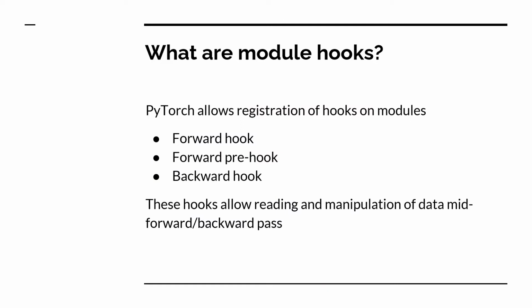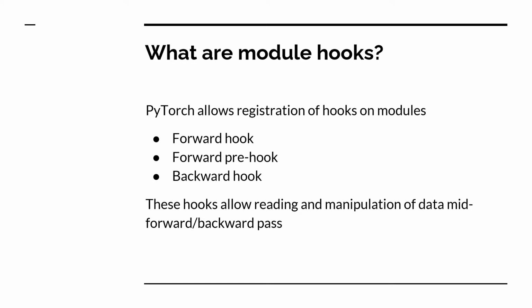Modules are the fundamental building blocks of PyTorch models. The forward and backward pass of a given model is made up of an iteration of forward or backward passes of the individual modules that model contains. PyTorch modules can have hook functions registered on them so that the functions will be called at various points during the module's forward or backward pass. There are three main types: the forward hook, forward prehook, and backward hook. These hooks allow inspection of the behavior of individual modules in a network during its training or evaluation.